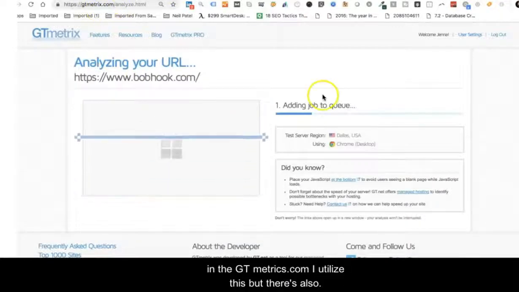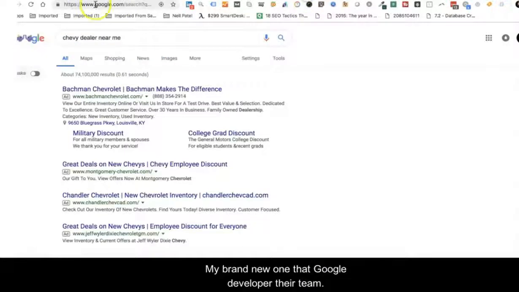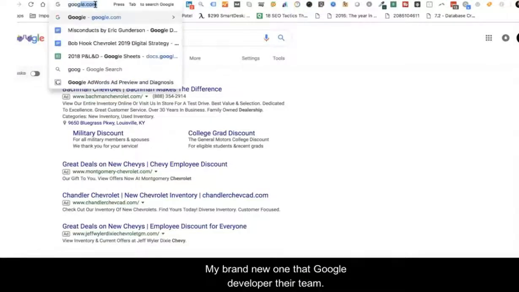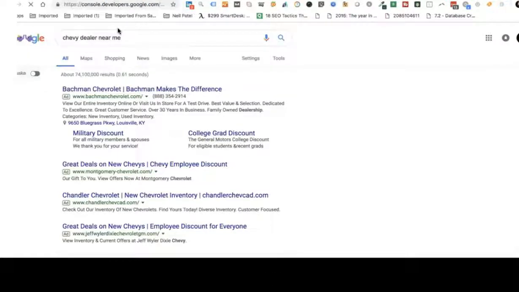I utilize this. But there's also a brand new one that Google developer, their team came up with. And so I'll walk you through that.